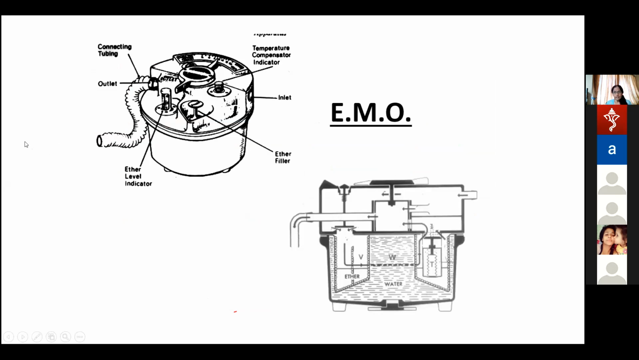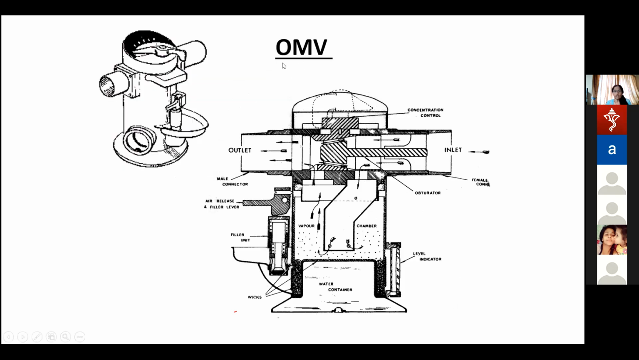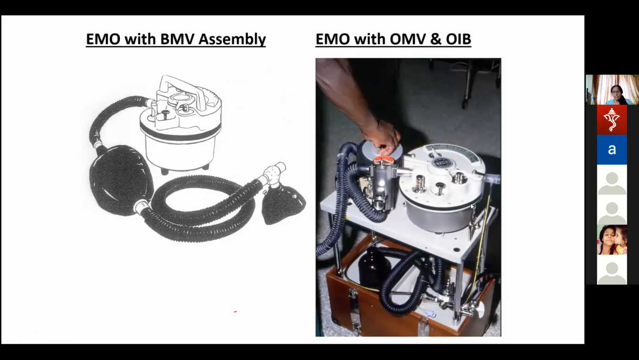Of course, there are many differences. EMO, this is a drawover vaporizer. Can you see here, the patient can draw in gases easily from this. This is Oxford miniature vaporizer. Again, I showed you it can be used for halothane. Various dial settings are available for trilene and methoxyflurane. This is how you use it.